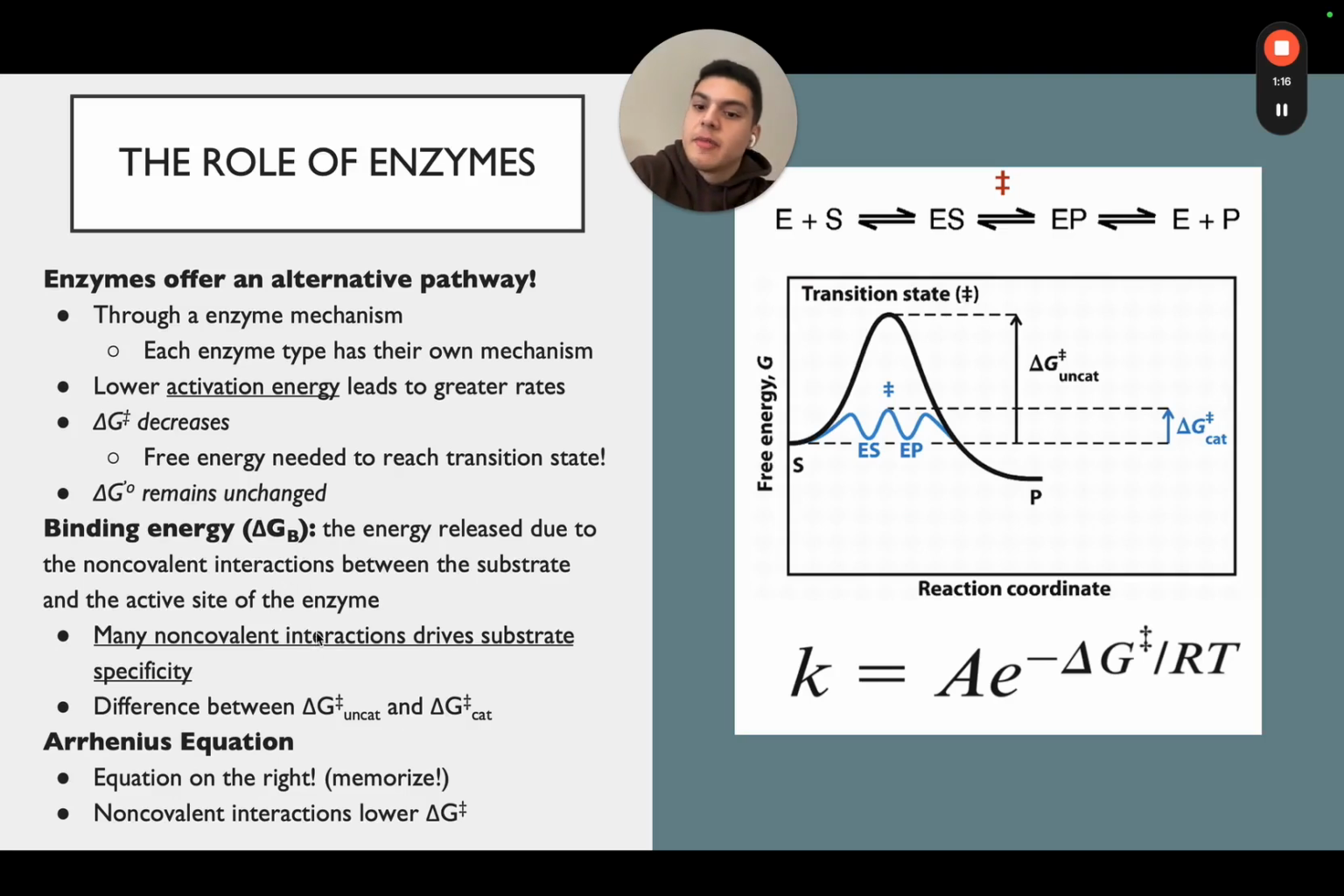To calculate the binding energy, all it is, is the difference between the delta G double dagger catalyzed, which is this one right here, and delta G double dagger uncatalyzed, which is this top one. That difference is the binding energy that you're saving because of the enzyme itself. Hopefully that makes sense. And then there's this Arrhenius equation. I would recommend that you memorize it in case they ever give you values of A, which is the frequency factor, and the gas constant, which you know, plus the temperature and the delta G double dagger, then you can calculate what the k is.